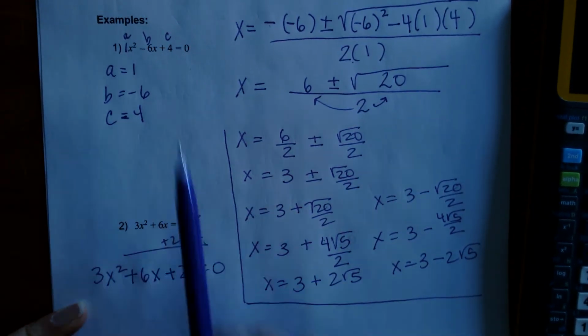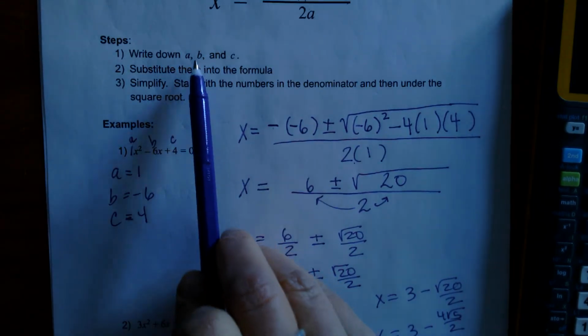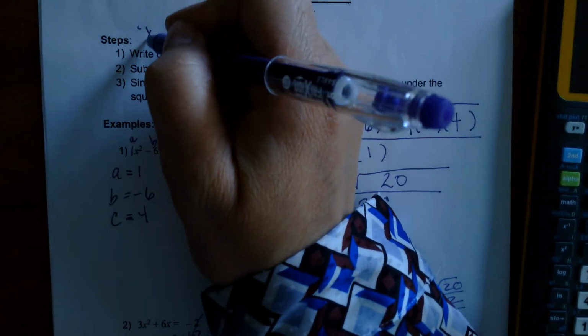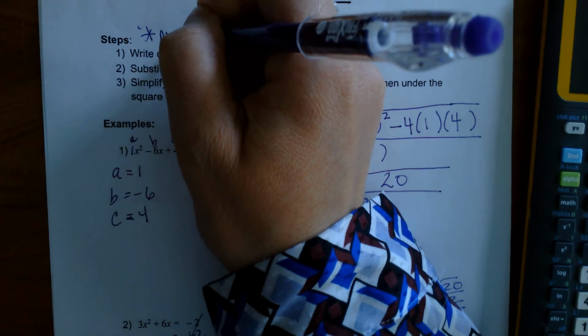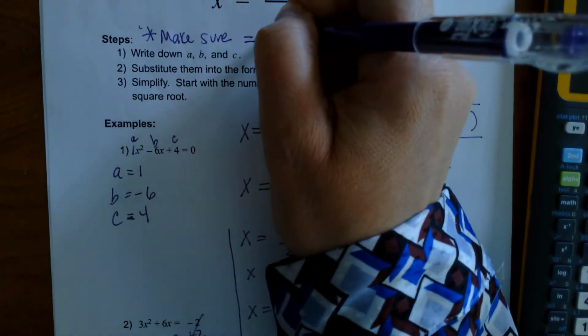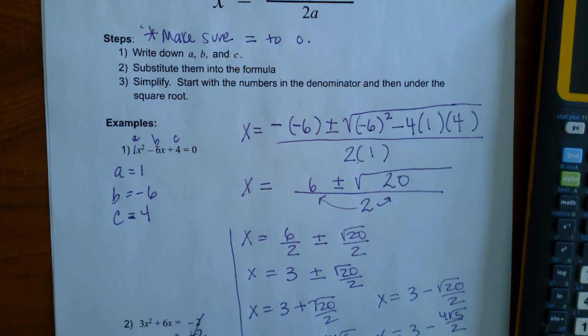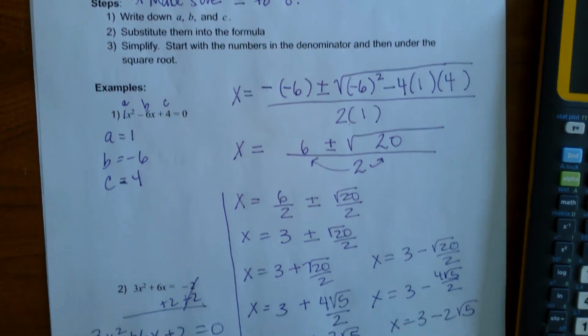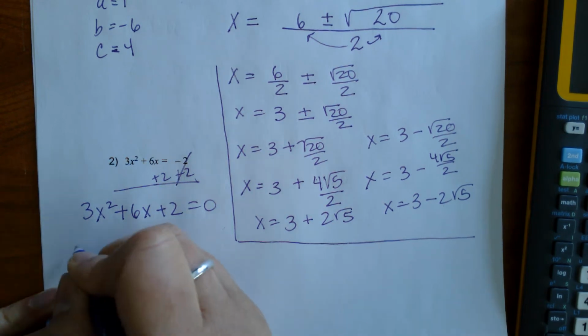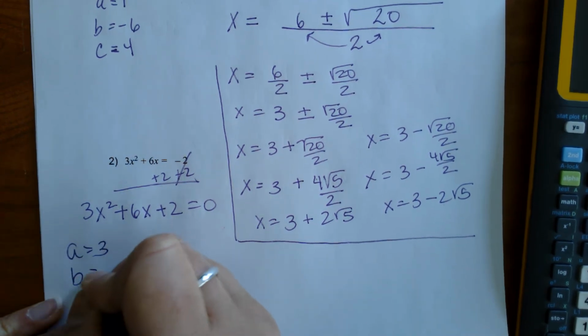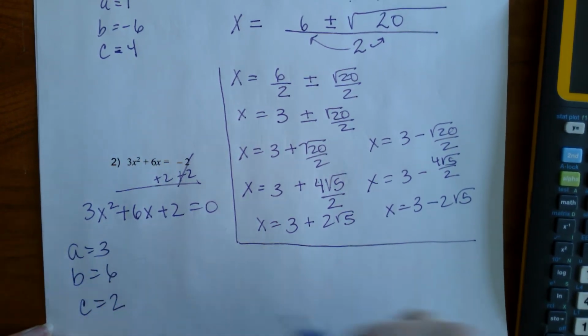Okay, so it has to be equal to 0. Now, write down A, B, and C. So if you want to do a little note, make sure it's equal to 0. I didn't write that as a step, but make it a little note. That's absolutely fine. All right, let's pull out A, B, and C. A is 3, B is 6, and C is 2. And substitute them into the formula.